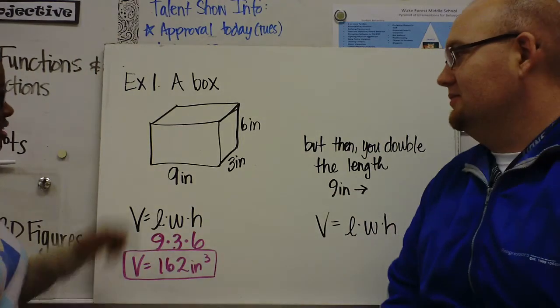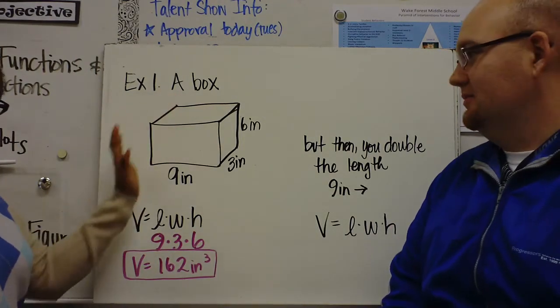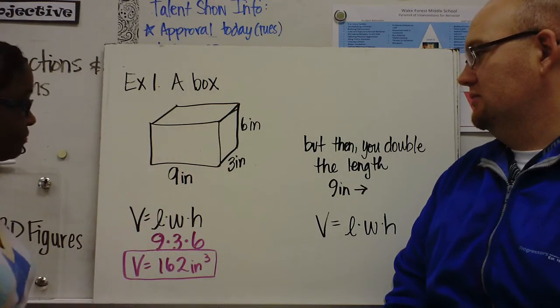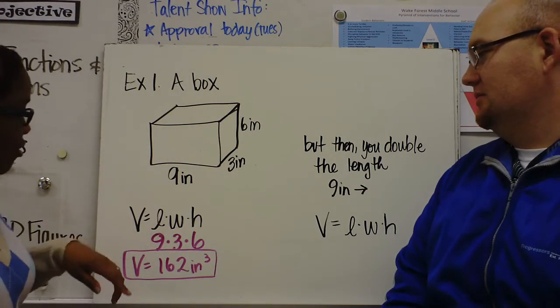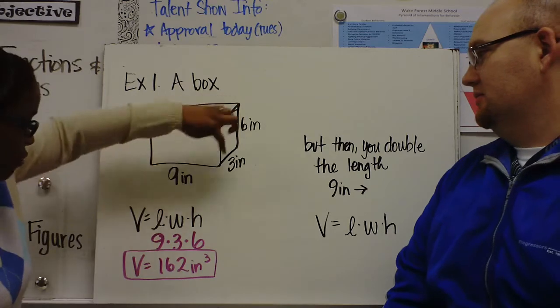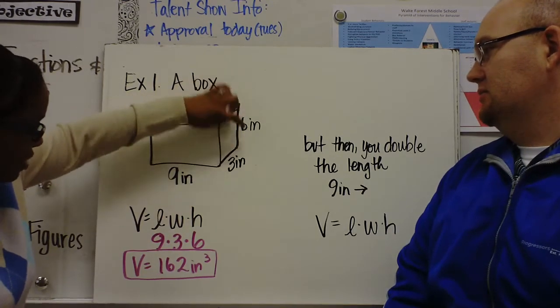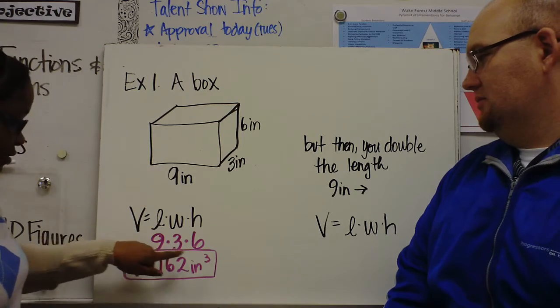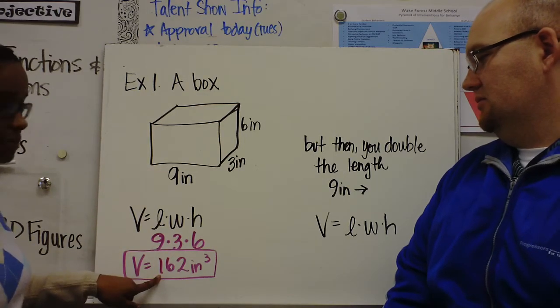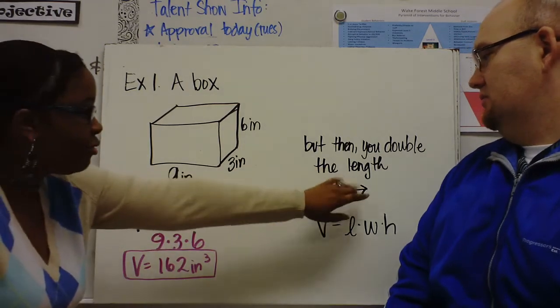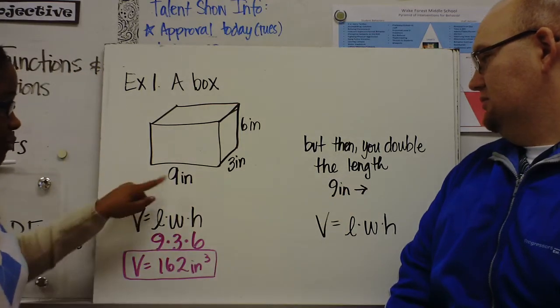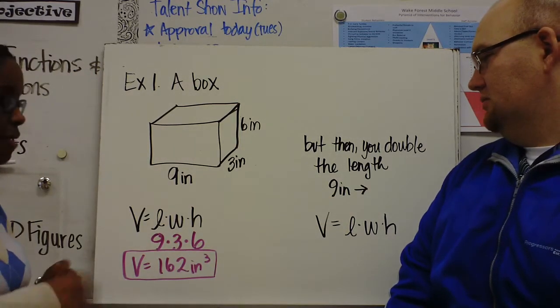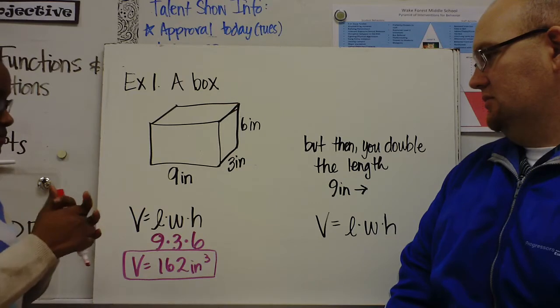Alright, example 1. A box with a rectangular prism. Alright, we have our length is 9, our width is 3, and the height of the box is 6. So we're going to find the volume. 9 times 3 times 6 is 162. But then we're going to double the length, which is 9. What is going to happen to the volume?